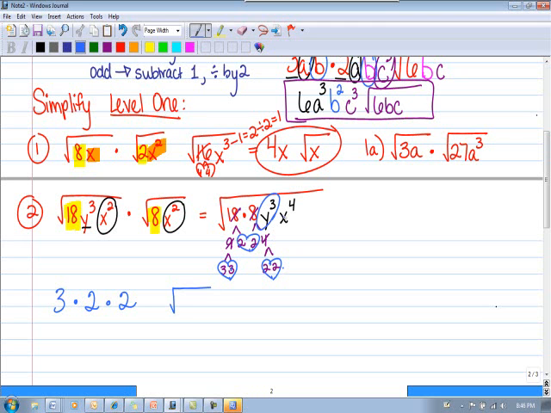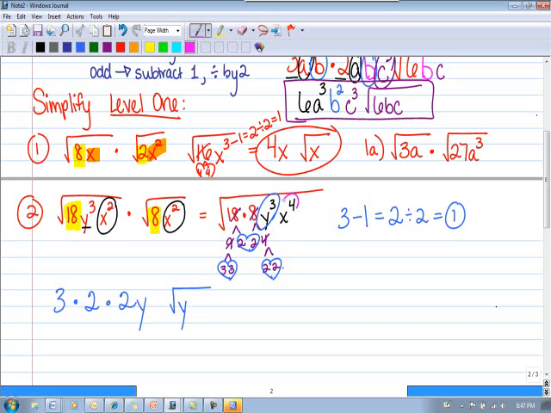Y cubed, it's an odd exponent, so I leave 1 at home, which means I have to take that exponent of 3 and subtract 1 because I left 1 y at home. And that gives me 2 that I'm working with. I'm going to take 2, divide it by 2 to tell me how many groups I take outside of the y's, and I only have 1 y to take outside.